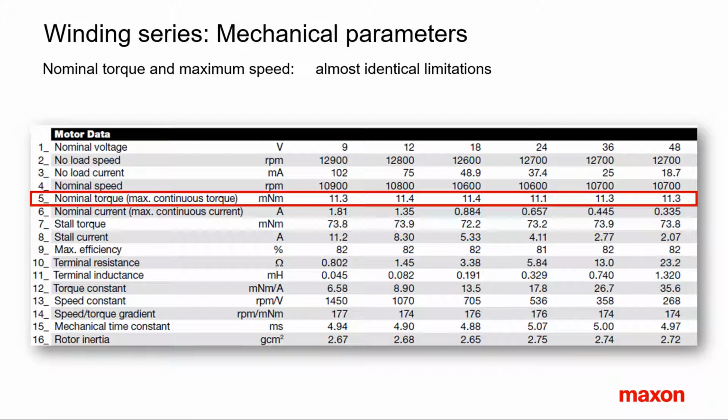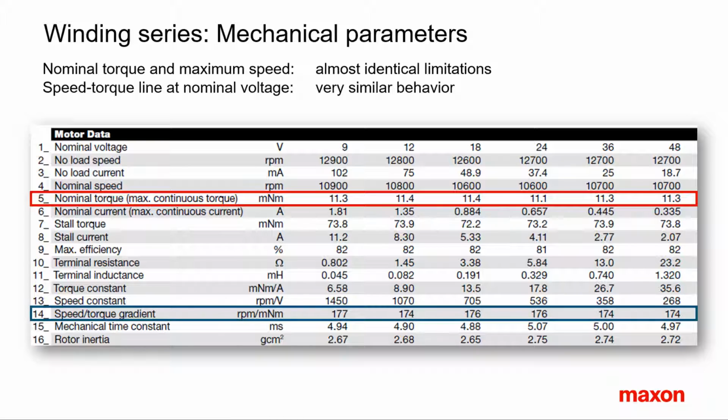Looking at the mechanical output of the different windings, we observe the following. The mechanical motor limits are almost identical over the winding series. The maximum speed remains the same. The nominal torque, it is the border of the continuous operating range, is almost identical for all the windings. The speed-torque line describing the mechanical behavior is almost identical too. It's about 175 rpm per millinewton meter in this example.